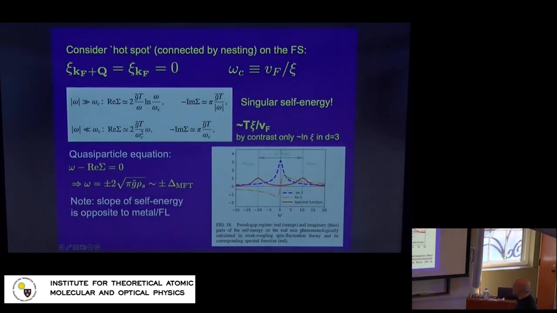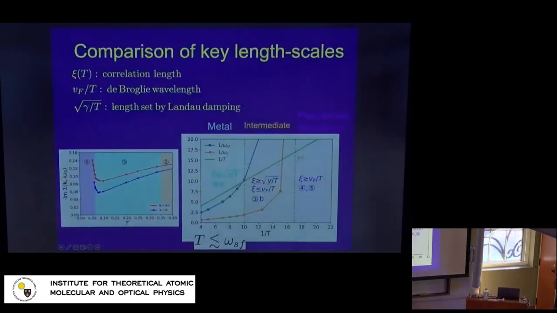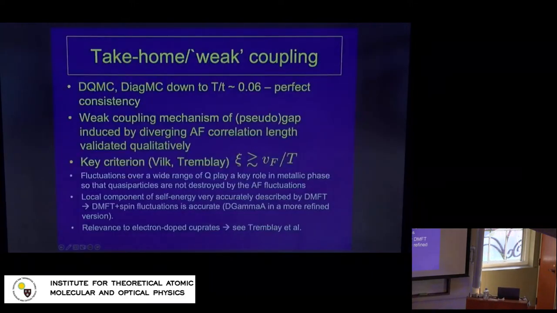And there is a criterion for that. The correlation length must be larger than the thermal de Broglie wavelength, v_F over T. So when this ratio is large, the very long range antiferromagnetic correlations open a pseudogap at the hotspots. And we see all these things in these calculations very, very clearly. We can even quantitatively map out the different regimes by comparing the correlation length, which is measured in the calculation, and the thermal wavelength. Okay, so this is the take-home for weak coupling.